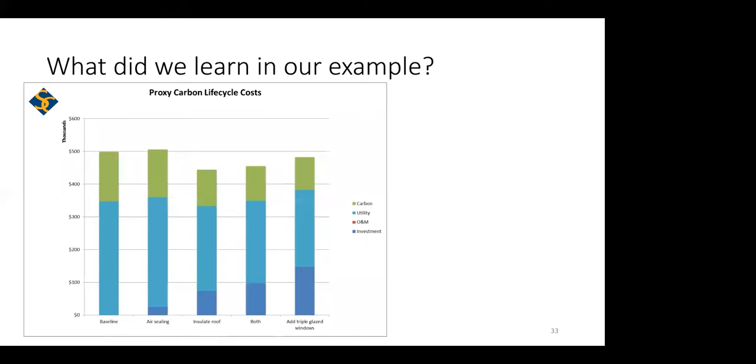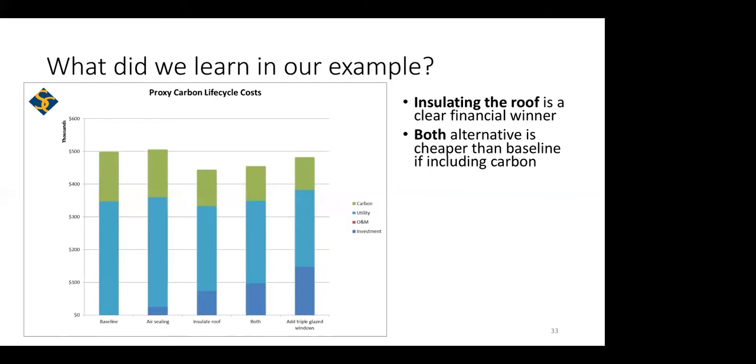And I'm going to go back to the graph because I feel like it's the easiest way to walk through this. The first thing we learned is that insulating the roof in our example was a clear financial winner. I pointed that out when I said it's one that pays even without carbon costs. We can see this in our graph because both the green bar and the blue bar are lower than their baseline counterparts.